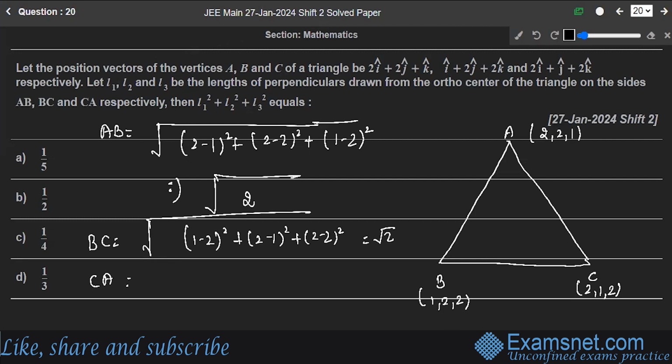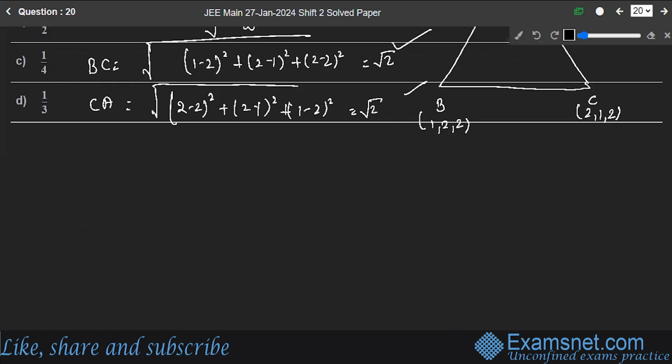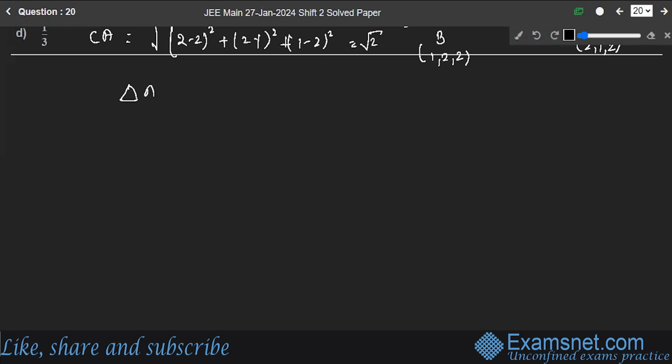And let's find out CA or AC. I'm just looking at the length, so don't worry with the directions. Okay, this is 2 minus 2, 2 minus 1, 1 minus 2. Again, you have root 2. See, the 3 sides are equal, then bingo, we have an equilateral triangle. It makes things so easy for us.